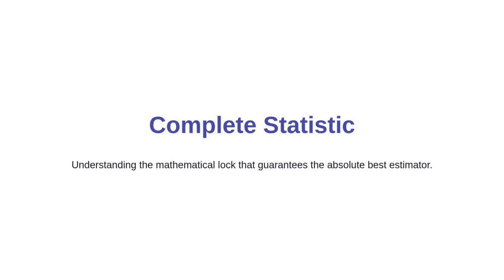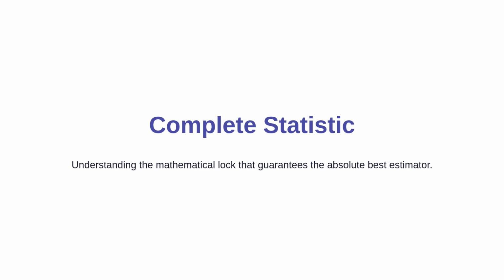Welcome to Statistical Inference. Today we are diving into a fascinating and crucial concept known as a complete statistic. If you have ever wondered how statisticians guarantee they have found the absolute best way to estimate a hidden parameter, you are in the right place. We will build this idea from the ground up, starting with a simple real-world analogy and then move into the mathematics. By the end of this video, you will understand exactly what completeness means and why it is the mathematical lock that ensures our estimates are as accurate as possible.